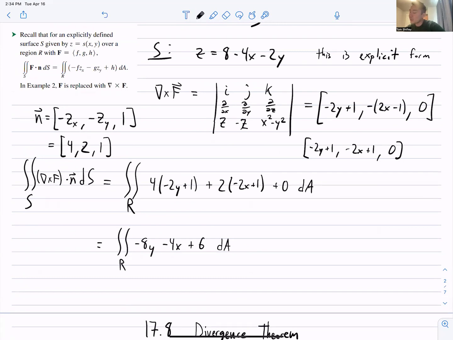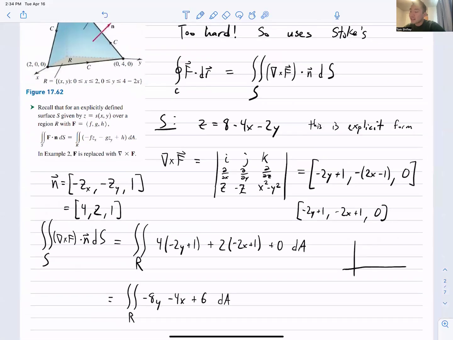And then I need to draw what the region R is. The way I can draw what the region R is, set z equal to 0 and then graph this region. And so this is 8 minus 4x minus 2y equals 0, or y equals 4 minus 2x. I believe that's right. And so if you plug in 0 for x, you get 4, and then 2. And so it's going to look like this. This is our region R.